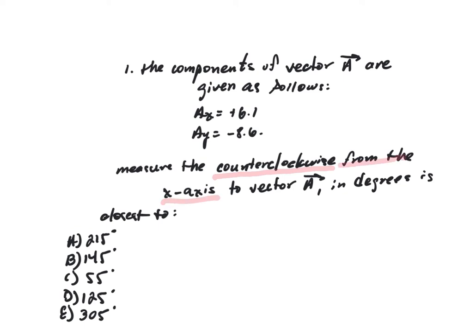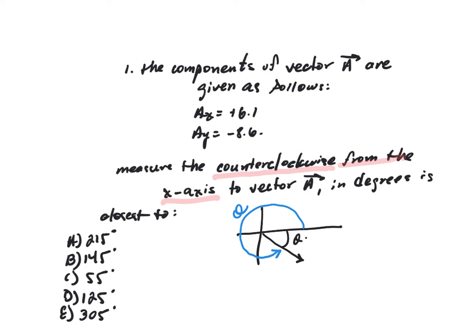So to do this, let's draw a graph. We're just saying our x is positive 6, so that's over here, and then our y is negative 8. So we know that this vector is going to be in the fourth quadrant. So we're looking for this angle, and counterclockwise from the x-axis is going to be this angle. So this is the angle that we need to find.